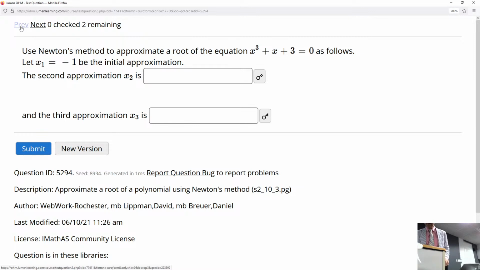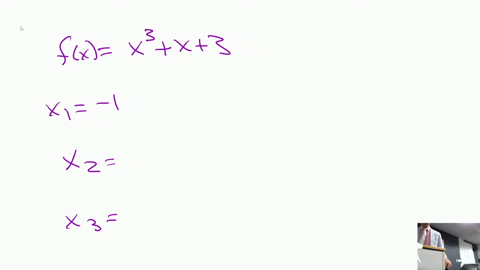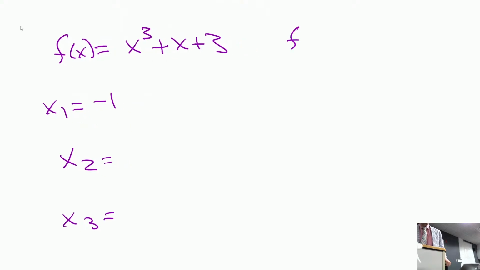So we have this function. Let me write it down, and then we will do it. x cubed plus x plus 3, and then x1 is -1, and we're supposed to come up with x2 and x3. So essentially, they just want you to plug this into the iterative function. So Sienna, what is the derivative of this function? 3x plus 1. You guys are getting great at this.